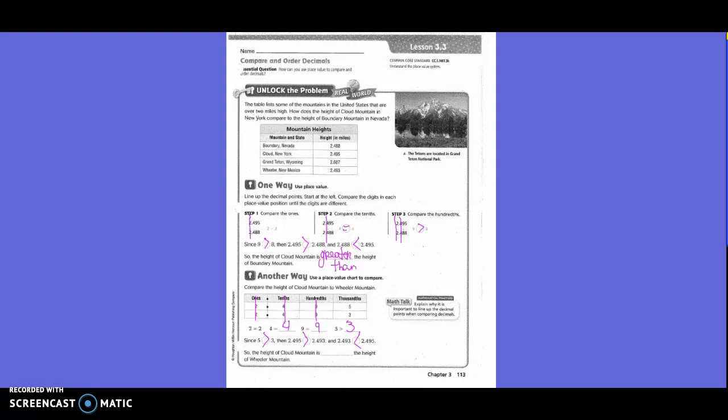So the height of Cloud Mountain is greater than, less than, or equal to the height of Wheeler Mountain? Greater than.